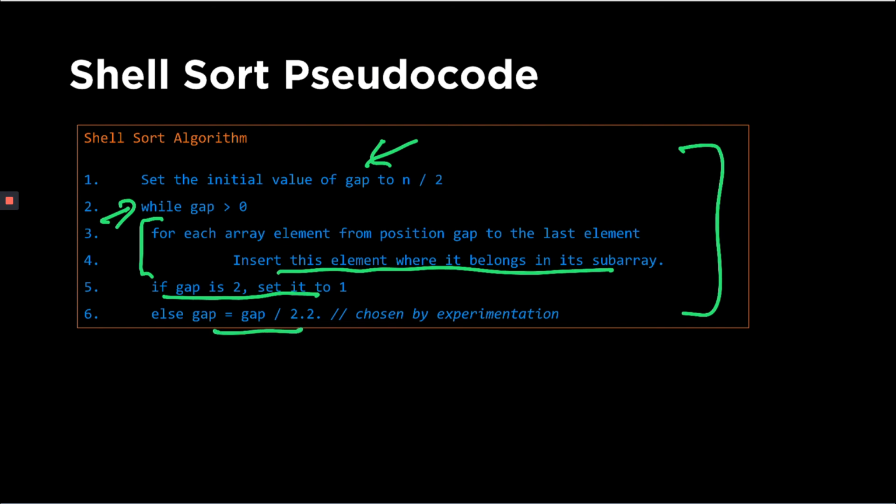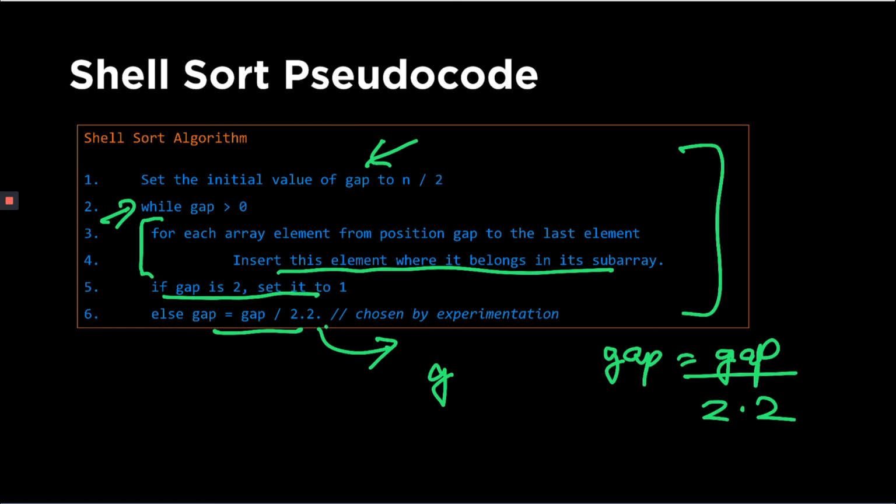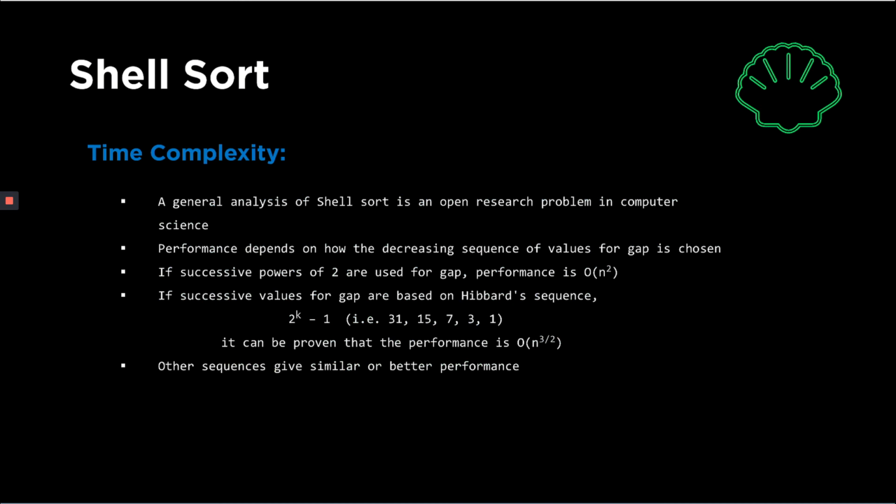Otherwise, the gap is gap divided by 2.2. This value is shown in the Weiss book, which follows this number, gap equal to gap divided by 2.2. They came up with the number based on some experimentation, which is more optimized compared to n divided by 2. So we use n divided by 2, but in the actual implementation, they use 2.2. You can write either in the pseudocode; you can divide the gap by 2. That's absolutely fine.